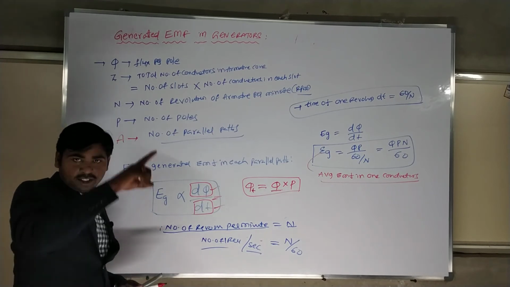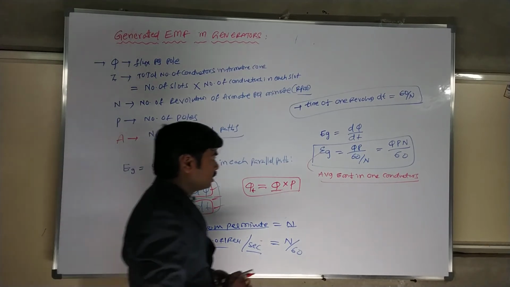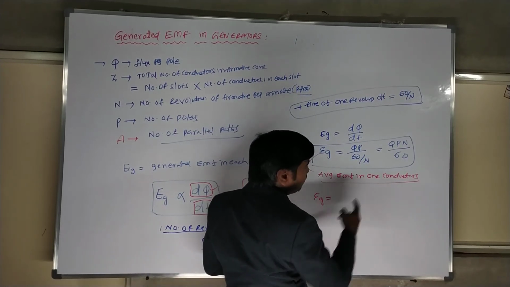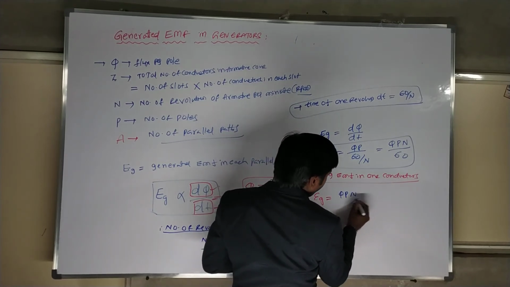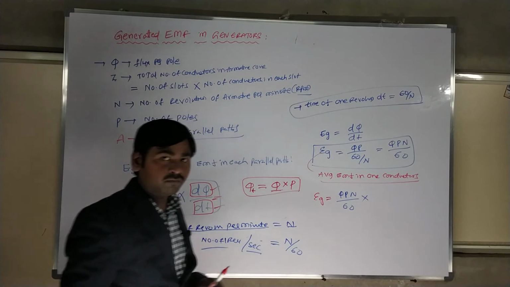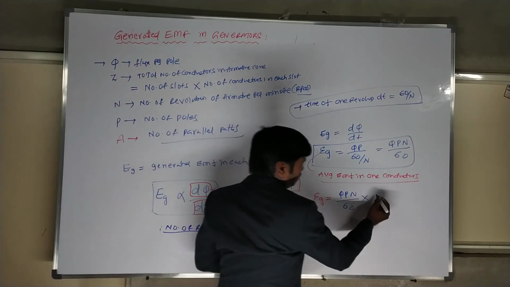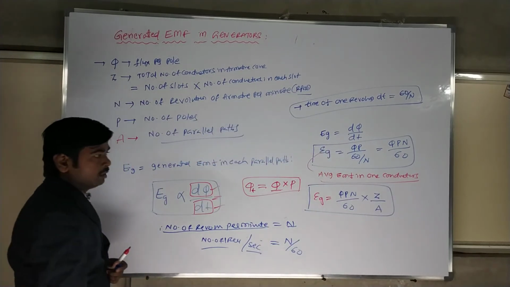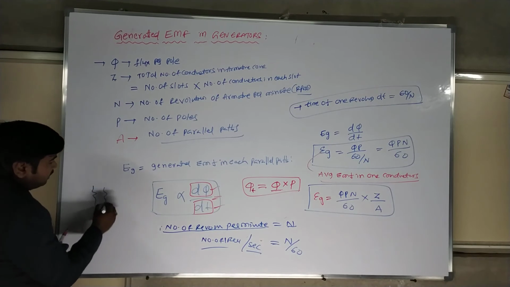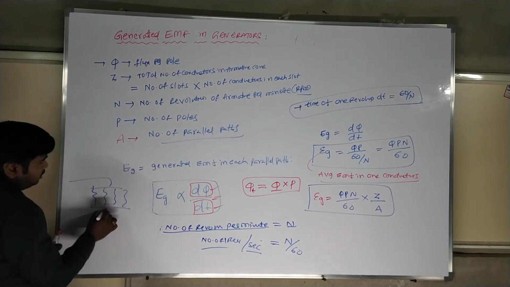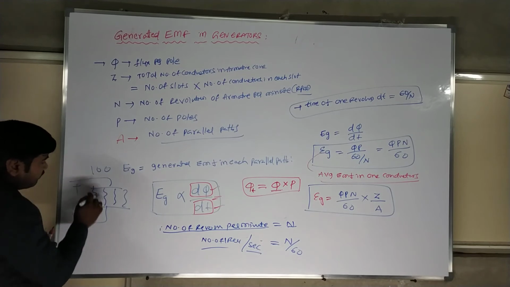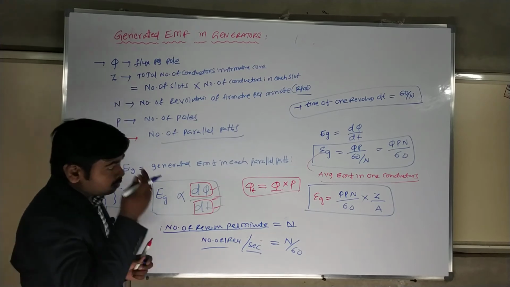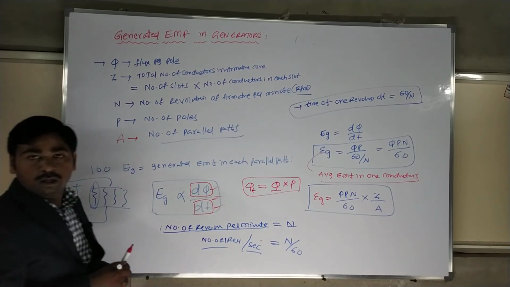But how many conductors are in each parallel path? We don't know. So the total EMF Eg is the EMF in one conductor, phi p n by 60, times the number of conductors in each parallel path. Number of conductors should be divided by number of parallel paths. There are 4 parallel paths and 100 conductors, so 100 by 4 conductors in each parallel path. Total number of conductors divided by total number of parallel paths decides the number of conductors.